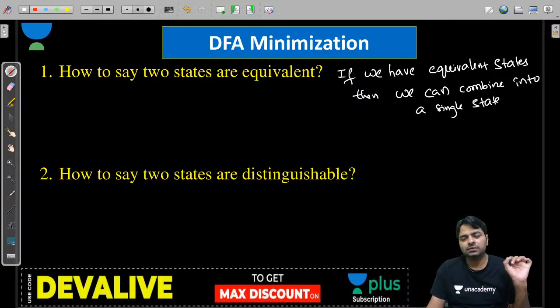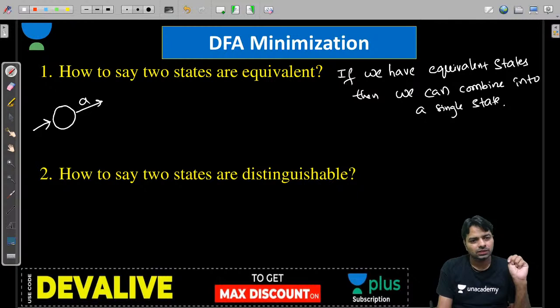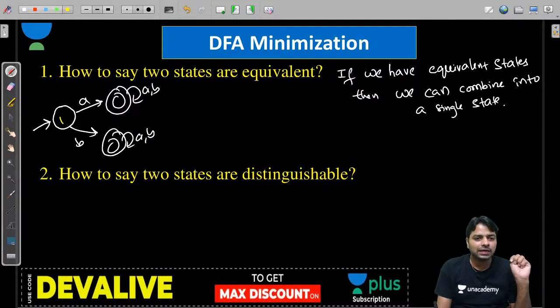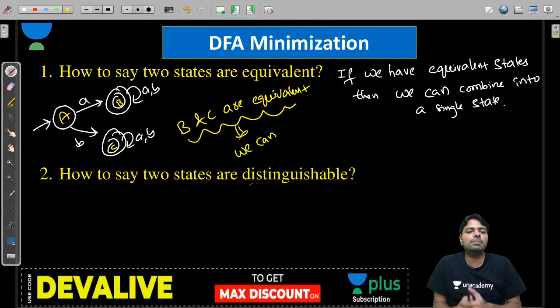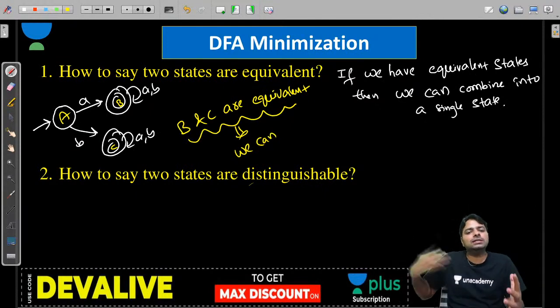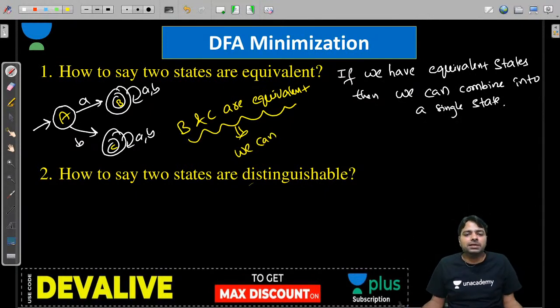We can do that. Example, suppose I have A on B. Let's say here I have a final state A comma B. Now guys, if you look at this diagram, what are the capital B and C doing? Here B and C are actually equivalent. You can combine them. How do you know they are equivalent? You need to know the definition. Here B and C are equivalent, so you can combine them as a single state. We can combine them because the job of B and C, both are final, both are doing the same thing, that is on A and B they are always accepting. We can combine this.